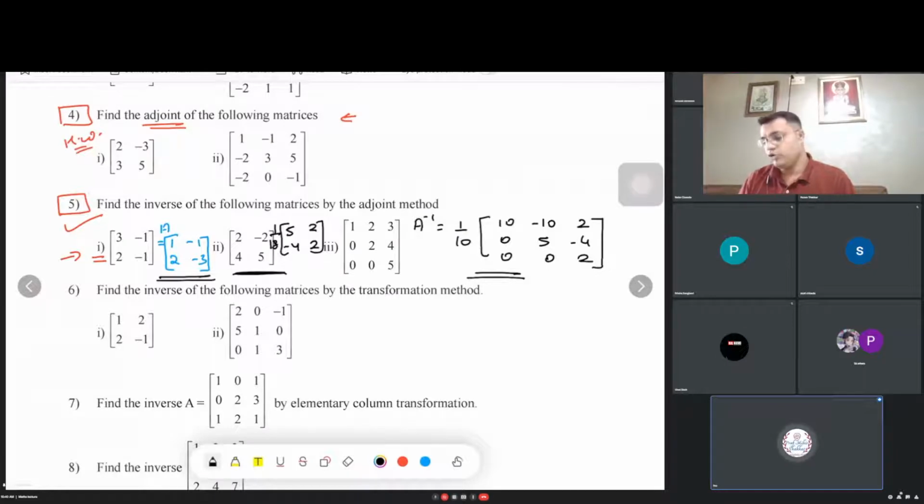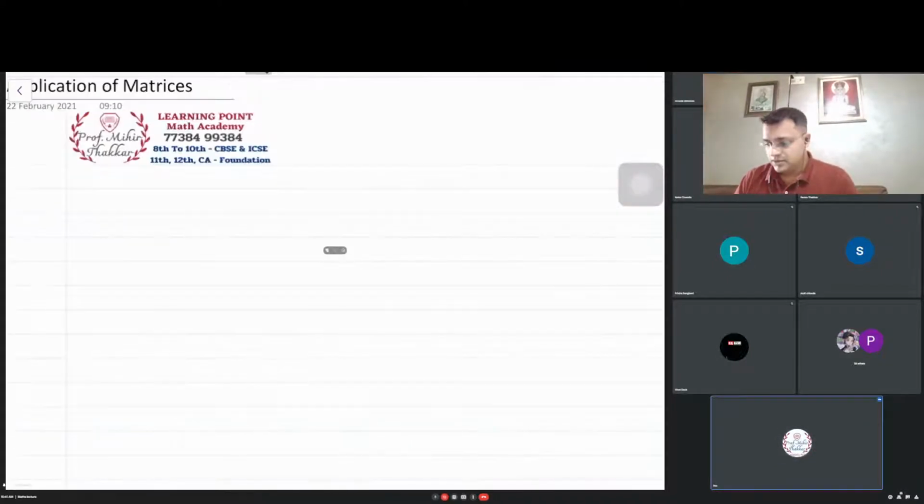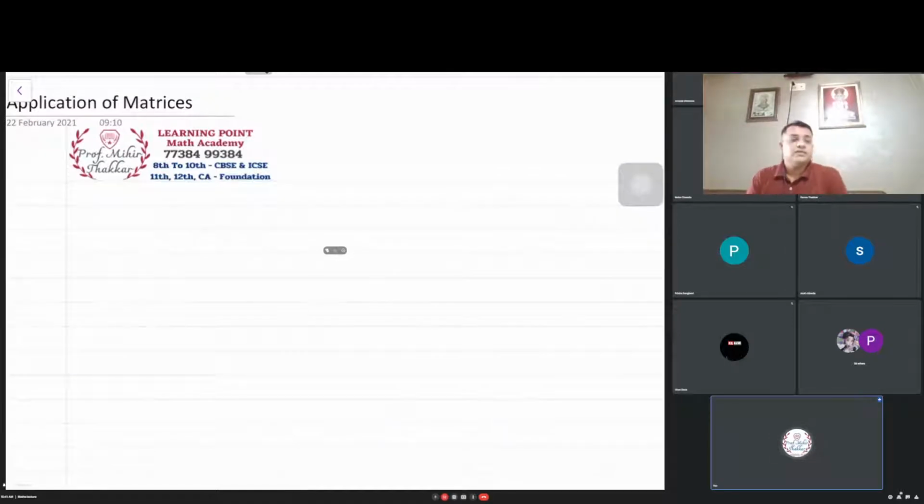So now let us see how we have to apply this in the other exercises that we have studied, the adjoint, the inverse by the adjoint method. The application of matrices is done when we want to solve linear equations, I should say. I'm sure everybody must have heard about Cramer's rule in your smaller classes, in your 9th or 10th standard maybe, where you had to solve linear equations to get the values of x and y.